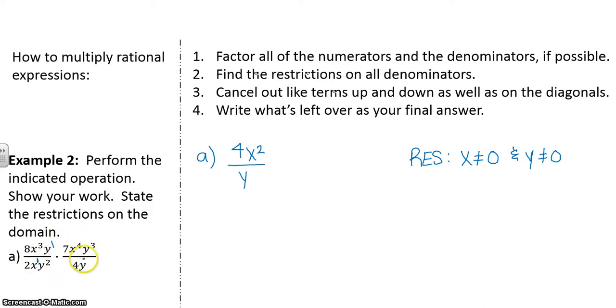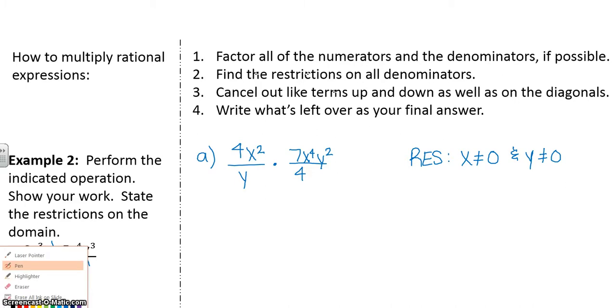Now let's do the same thing with the second fraction. So 4 doesn't divide into 7, so I'm going to keep that 7 over 4. I don't have any x's on the bottom, so that just stays x to the fourth. And then y to the third over y to the first becomes y squared, and the leftovers are on top. Okay? Now I'm going to look to see if I can simplify on the diagonals.